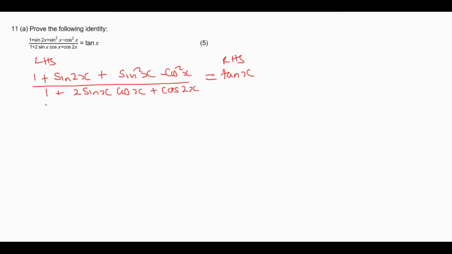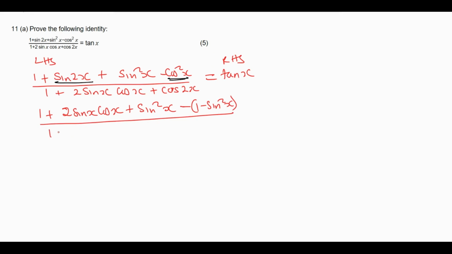Right here we can do this. We can say 1 plus 2 sine x cos x. We've changed this to 2 sine x cos x. Then plus sine squared x, then minus, we're going to change cos squared x to 1 minus sine squared x. All this over 1 plus 2 sine x cos x, and then plus, remember this is cos squared x minus sine squared x.